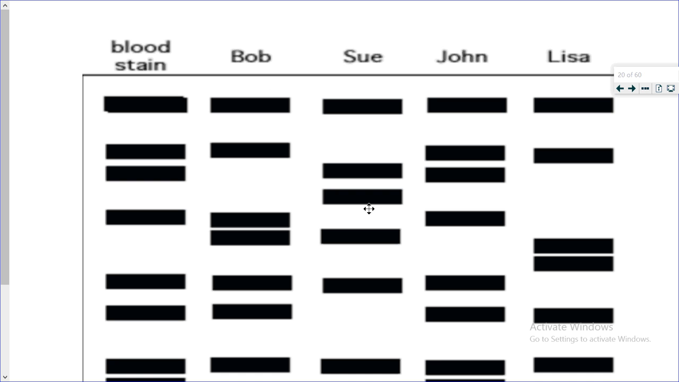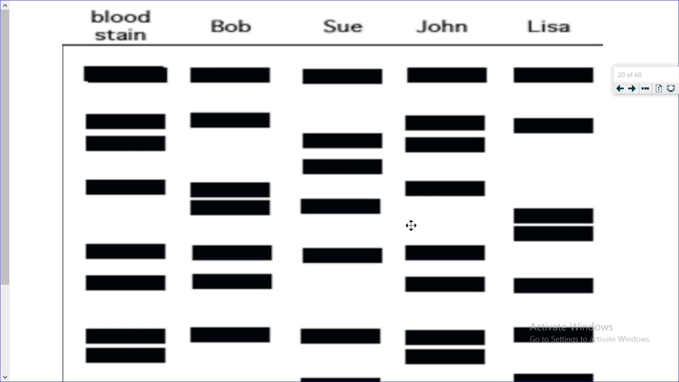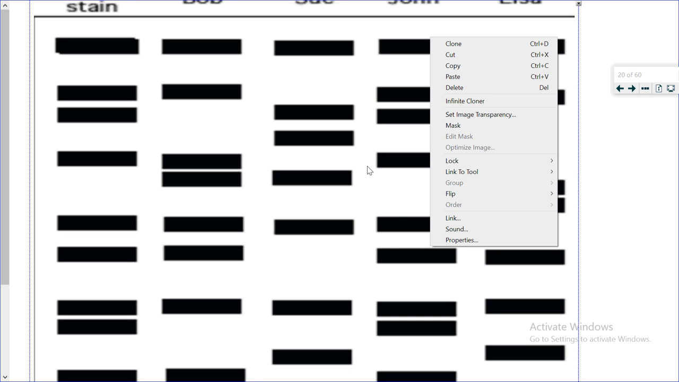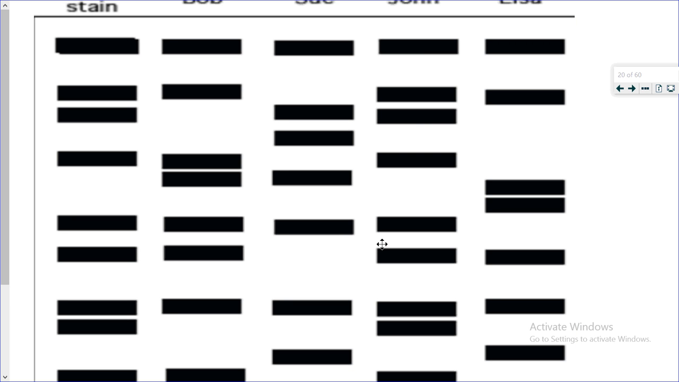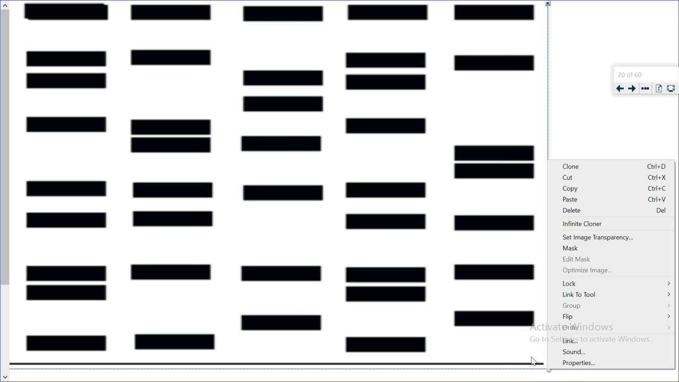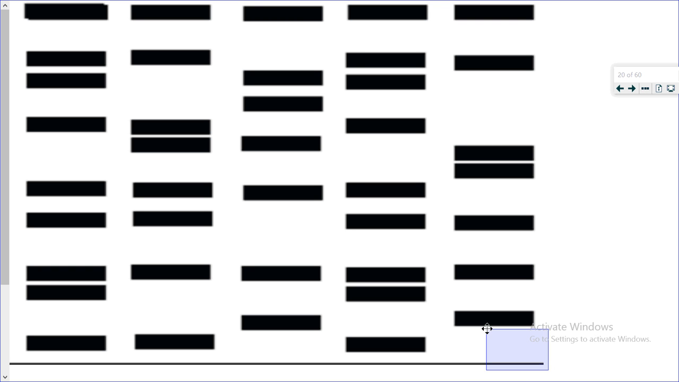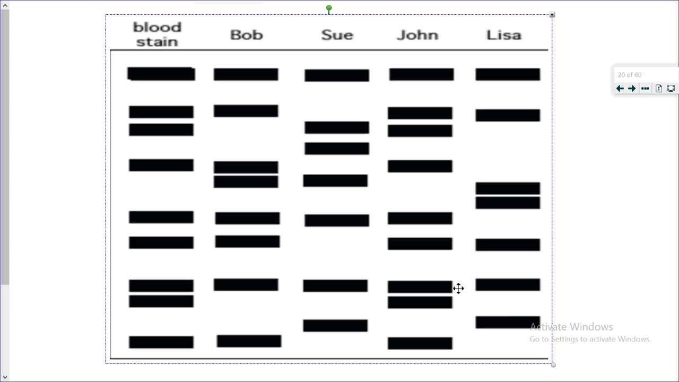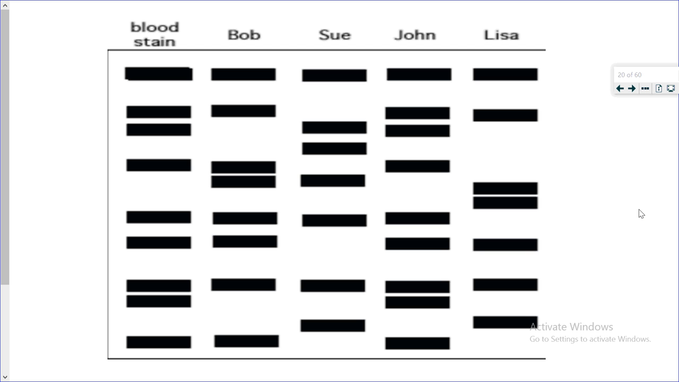All right, so on your paper you have this. We have the blood stain that we found at the crime scene, and we have DNA fingerprinting. Who's the suspect? Johnny, you say John's the suspect? Yes. Matched it up, everything matched perfectly? All right.